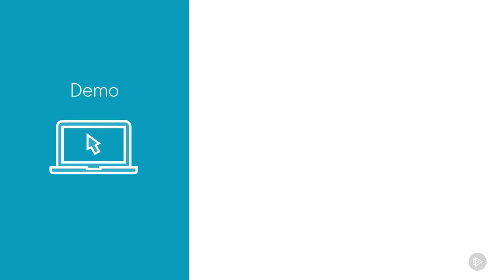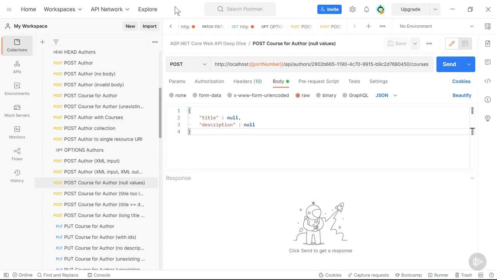In this demo, we will get our first look at how to handle validation issues, in this case when creating a course for an author. Our project is up and running and we are in Postman. What you see here is a post request to create a new course for an author, but I set both title and description to null. Let's send this.